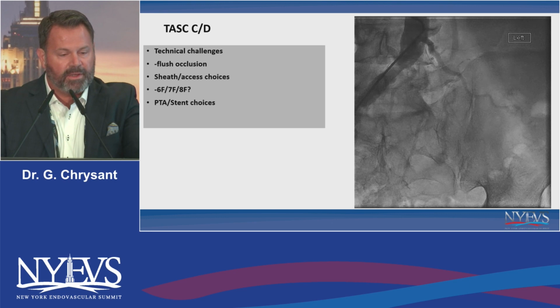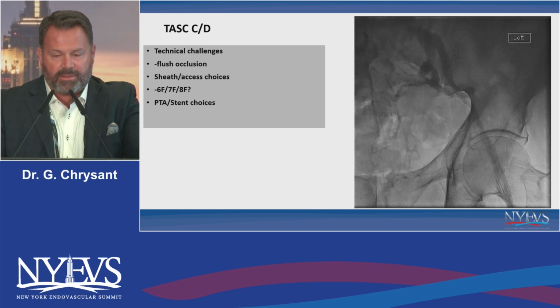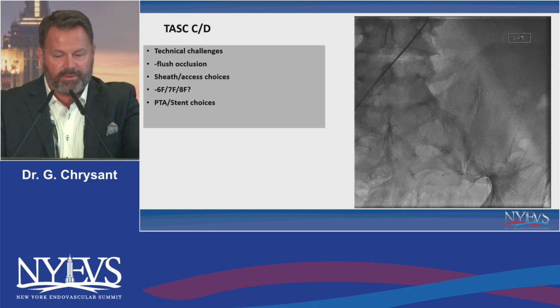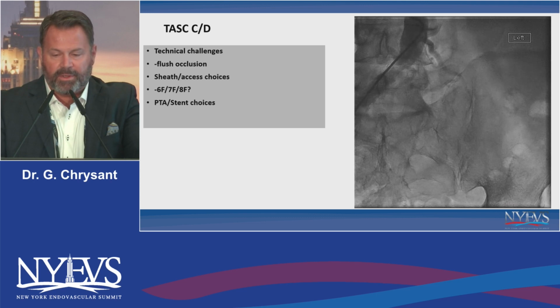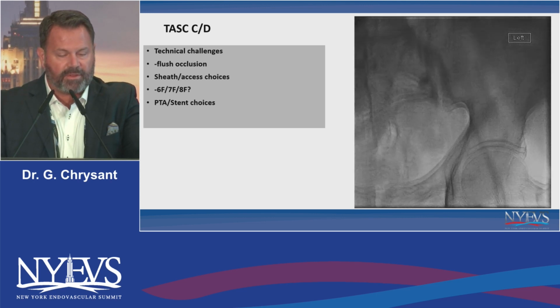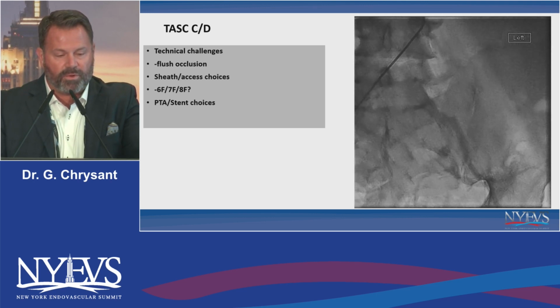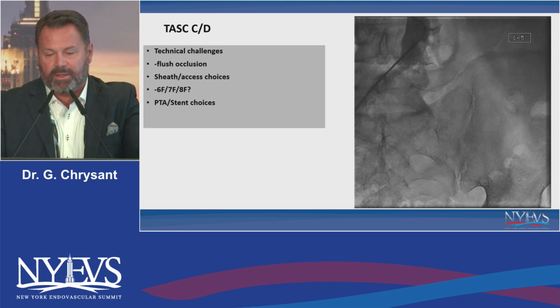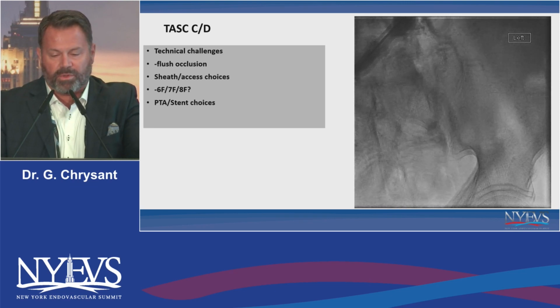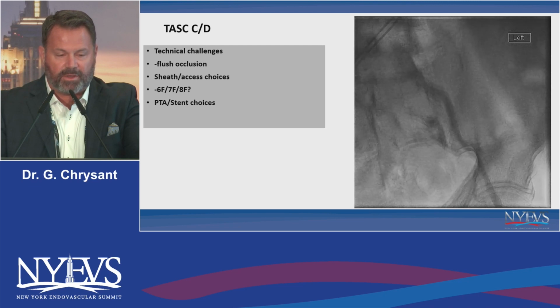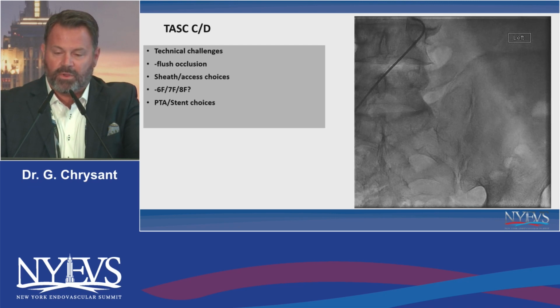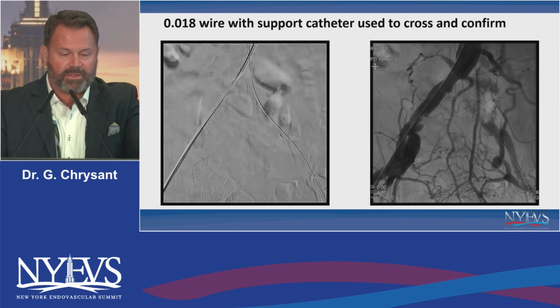So here's a case where you've got common iliac occlusion. It's flush occluded, so when you're in these positions, you have to think about a lot of things in terms of what French size, what sheath, what access, what wires, what balloons, but ultimately this talks about stents, so we will get to the point where we talk about stents.